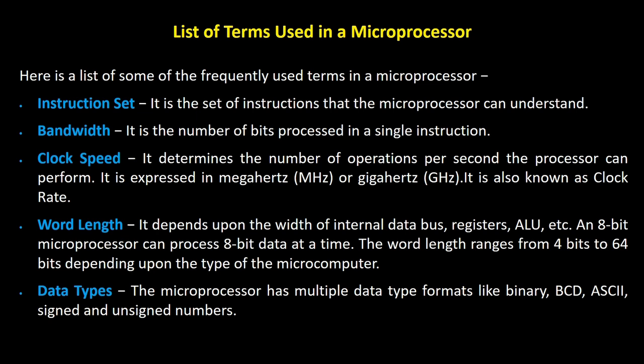3. Clock speed. Clock speed determines the number of operations per second the processor can perform. It is expressed in megahertz or gigahertz, and is also known as clock rate. A higher clock speed generally results in faster processing times.